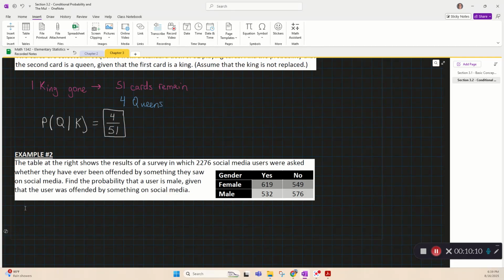Okay, the table at the right shows the results of a survey in which 2,276 social media users were asked whether they have ever been offended by something they saw on social media. Find the probability that a user is male, given that the user was offended by something on social media.